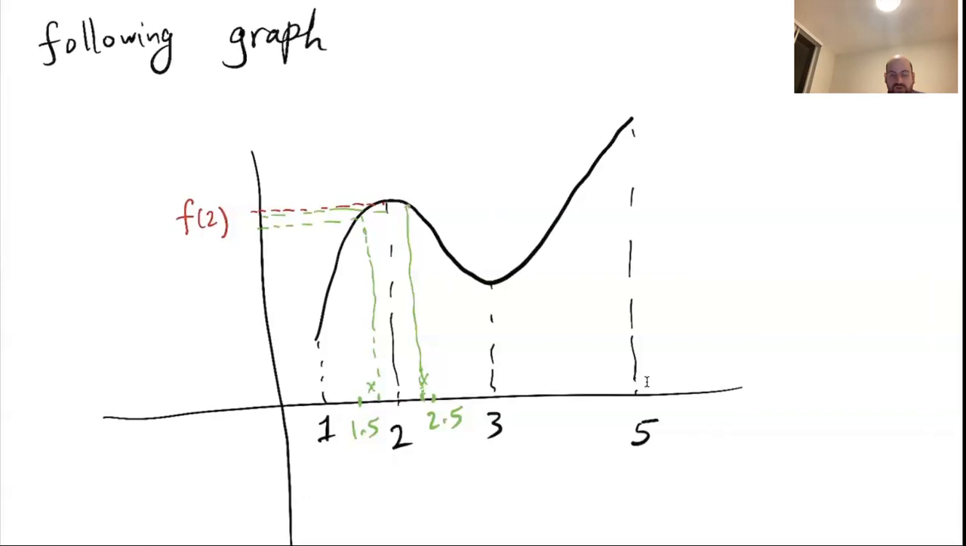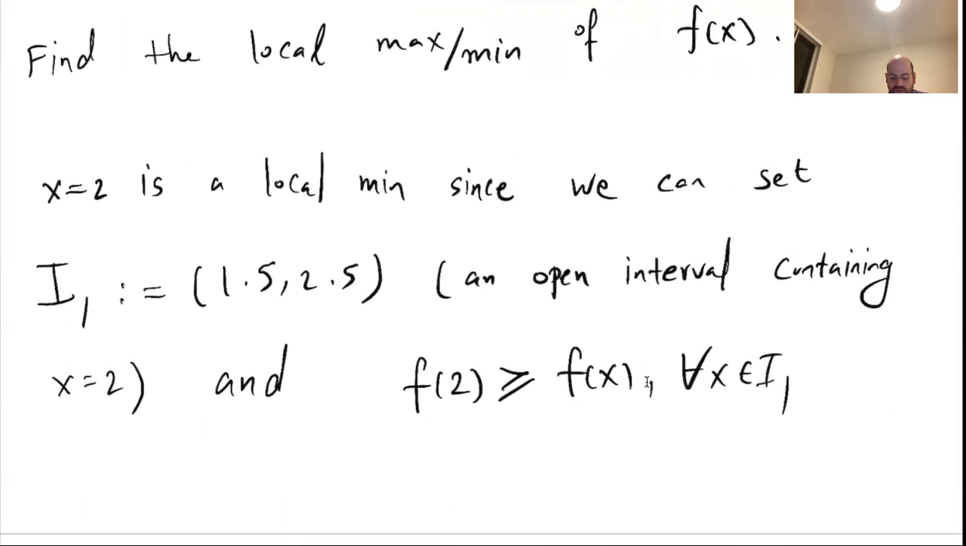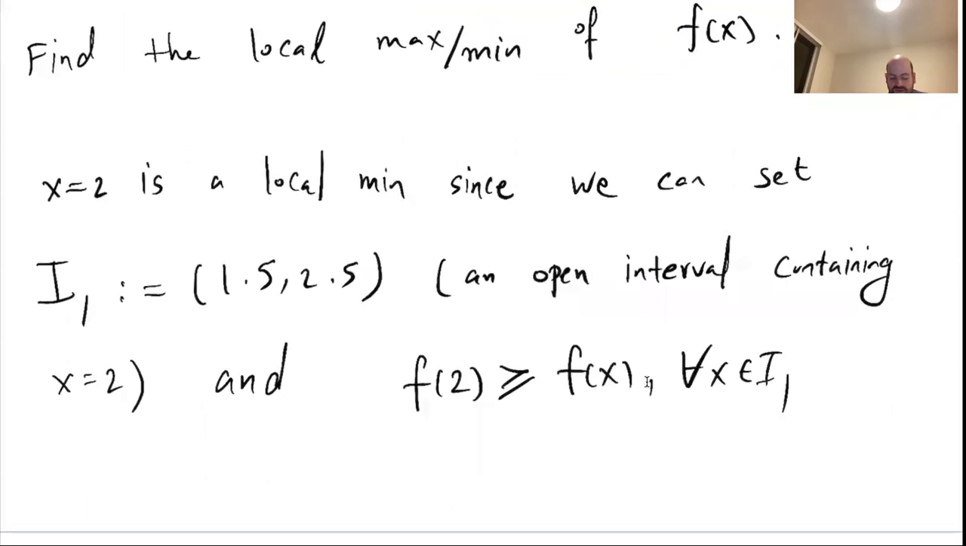If x is equal to 2 itself, then of course f of x will be equal to f of 2. And if x is a little bit less than 2 or a little bit more than 2, a number between 1.5 and 2.5, then f of 2 is bigger than f of x. So f of 2 is the biggest output among all the points of this interval, and this interval is an open interval containing the point. Therefore, we can conclude that x equals 2 is a local maximum.